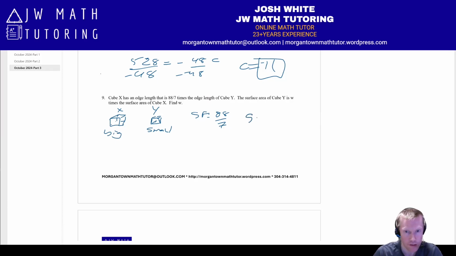So the surface area of cube Y compared to the surface area of cube X: to get from the surface area of the small to the big, you would have to multiply by the area factor, which is the scale factor squared. So the area factor here would be 88/7 squared, because we're talking about surface area. Area is two-dimensional. In other words, if the area of the bottom cube is 1, say, then to get the area of the large cube X, you would multiply by 88/7 squared, 1 times that.